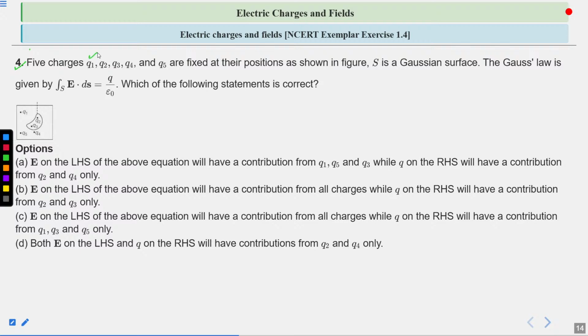Five charges Q1, Q2, Q3, Q4 and Q5 are fixed at their positions as shown in the figure. Look at the figure. These are 5 charges. S is a Gaussian surface. Gauss's law is given by the integral of E dot ds equal to Q divided by epsilon naught. Which of the following statements is correct? Please answer. Option A, option B, option C or option D? Think about it.